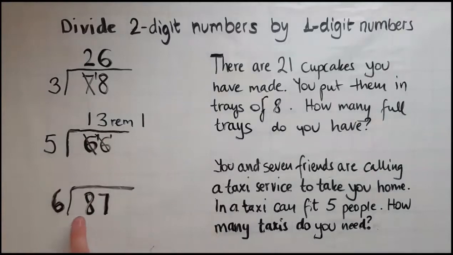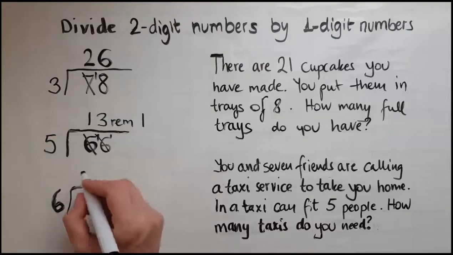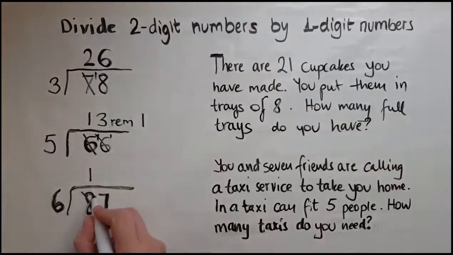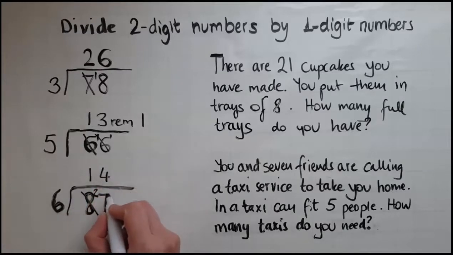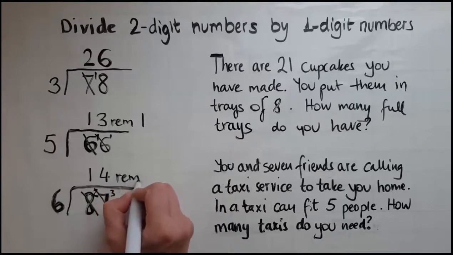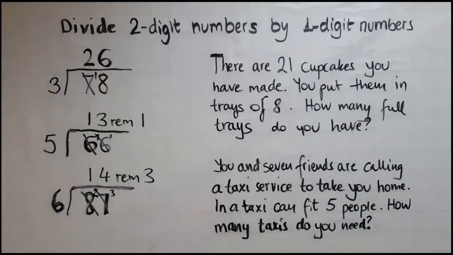Now I've got 87 divided by 6. So how many 6s fit into 8? And there is just 1 of them, 2 remaining. How many 6s would fit into 27? So 6 and 6 makes 12, and another 6 makes 18, and another 6 makes 24. So 6 times 4 is 24, and there is 3 remaining. So I'll say remaining 3.